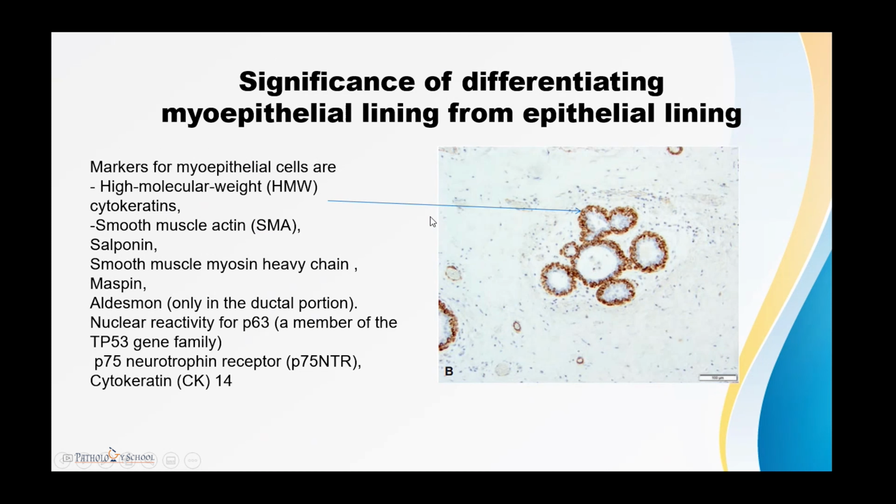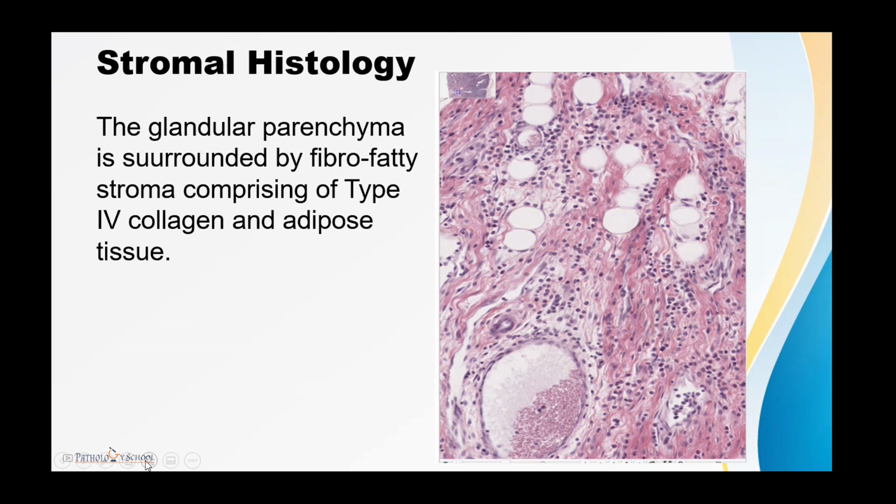The markers for myoepithelial cells are high molecular weight (HMW) cytokeratins, smooth muscle actin (SMA), calponin, smooth muscle myosin heavy chain, maspin, caldesmon only in the ductal portion, nuclear reactivity for p63, a member of the TP53 gene family, p75 neurotrophin receptor, and cytokeratin 14. As the myoepithelial cell functions to squeeze out the secretions into the larger ducts, the markers have similar characteristics to the muscle cells. Then there is the stromal histology.